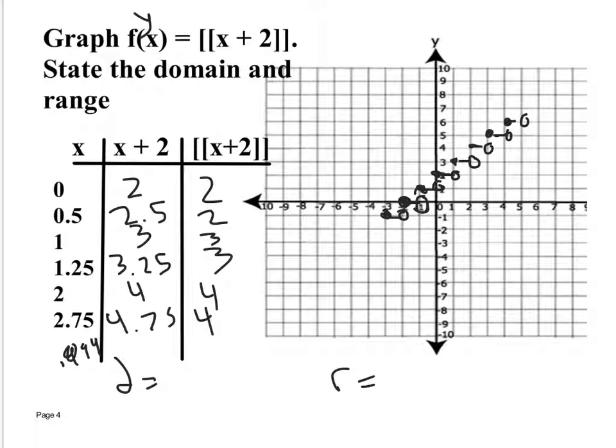My domain, okay, it's all real numbers. And it's going to be that way. Greatest integer functions are going to be that way. And you can see, because each x coordinate is covered, whether it's 0 or 0.5 or 0.75, they all overlap. At 1, it's not included here, but here it is. So each x coordinate is included. That's why it's all real numbers.